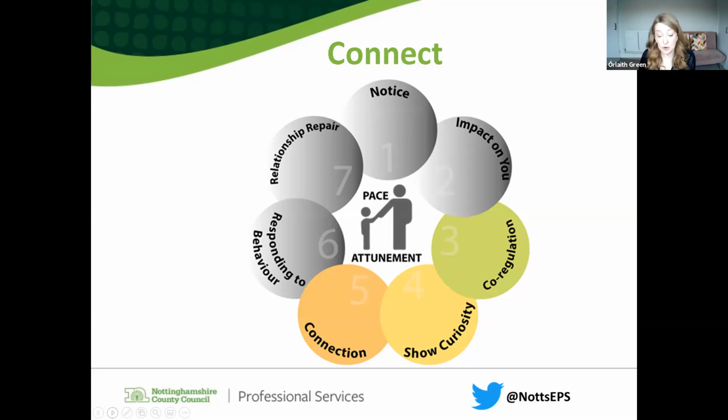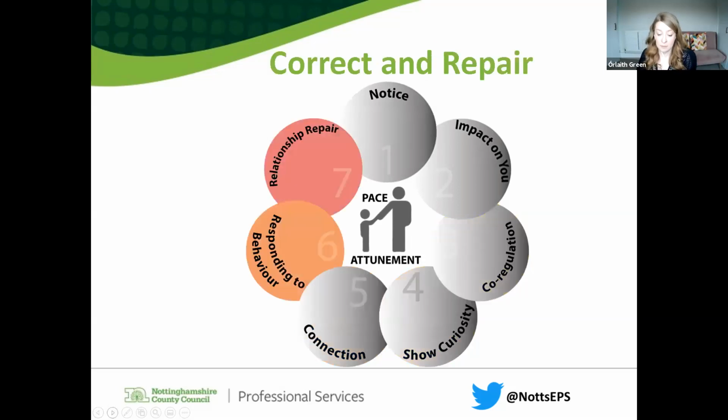We might be using humor and having a bit of banter. We might be connecting with the child on a personal level. And when we connect, we remind the child that we are someone that they can trust. We are someone who has their best interests at heart, someone who's interested in them. And when we have that connection, then we can move on to correct and repair the behavior.